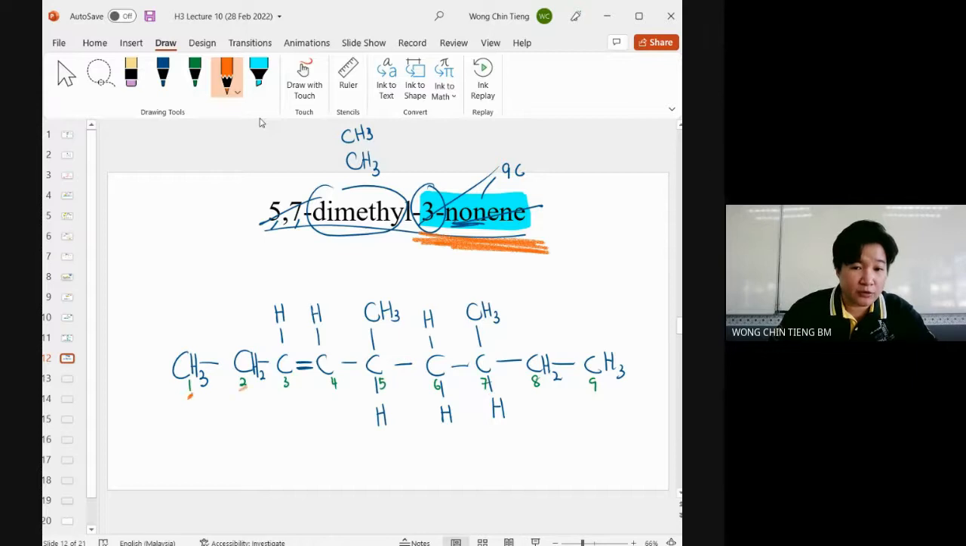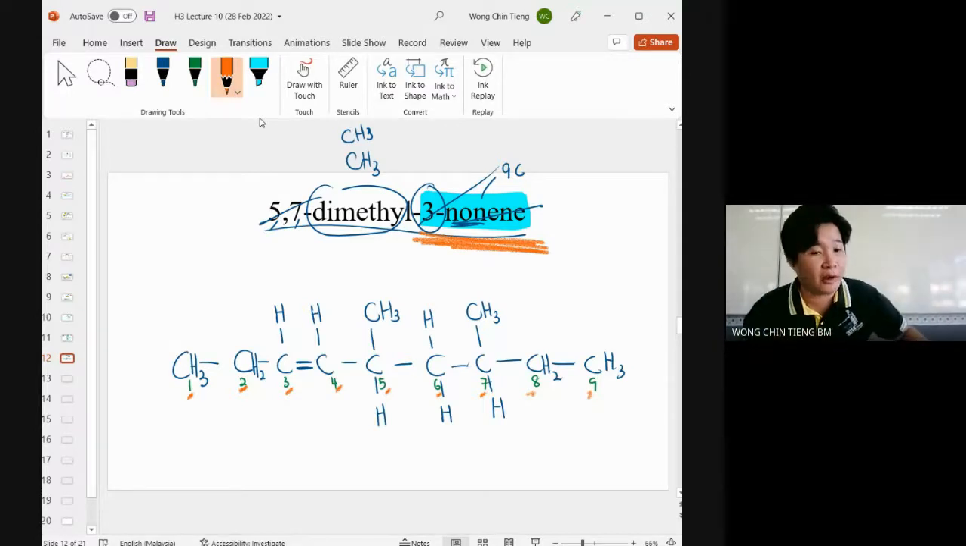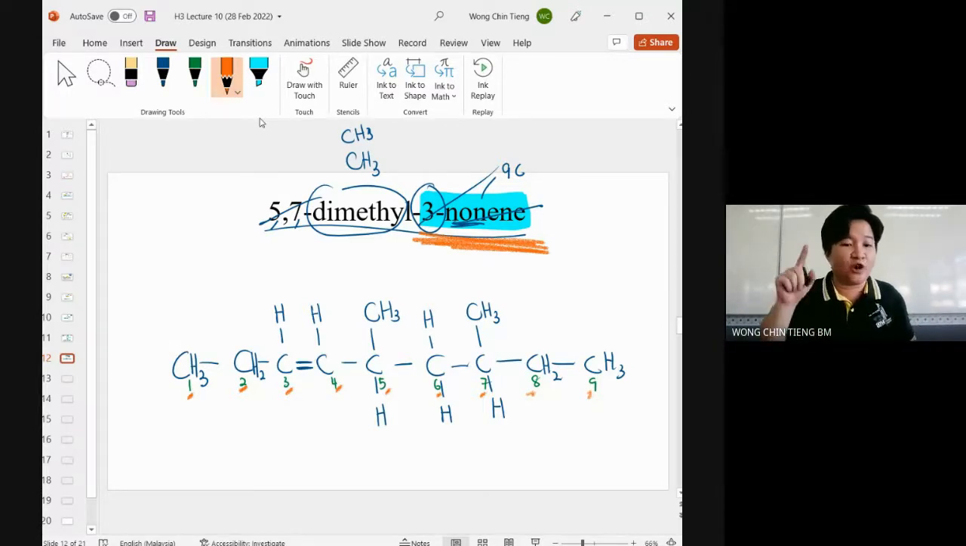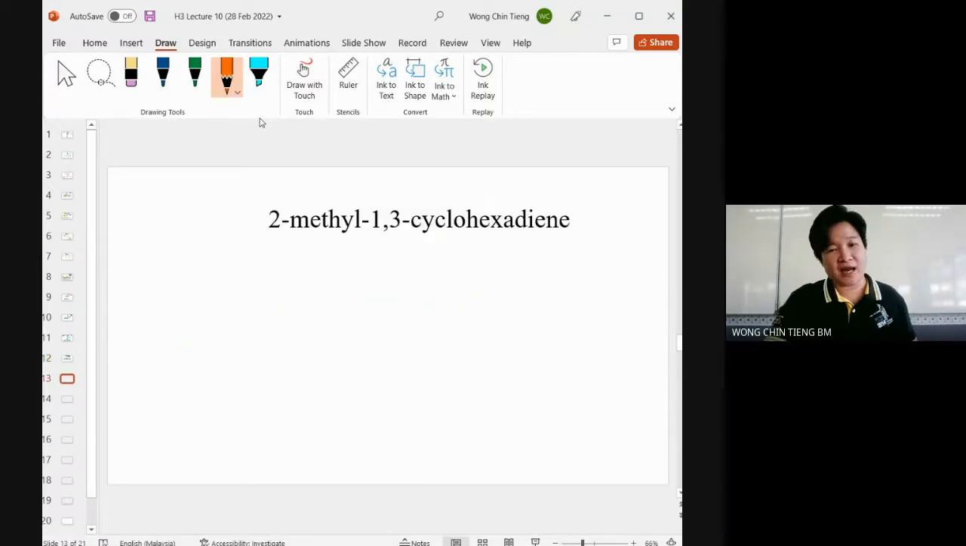Kenapa saya letak nombor? Dalam exam kalau saya lukis, saya letak nombor ni. Saya tak padam, saya biarkan je. Sebab saya perlu tahu carbon mana carbon nombor 1, carbon mana nombor 3, carbon mana nombor 7, carbon mana nombor 5. So that is how you draw. In the exam, this is the first thing that you need to get right. Your question will start with this. Kalau kamu salah kat sini, you're pretty much bye-bye. Macam itulah.